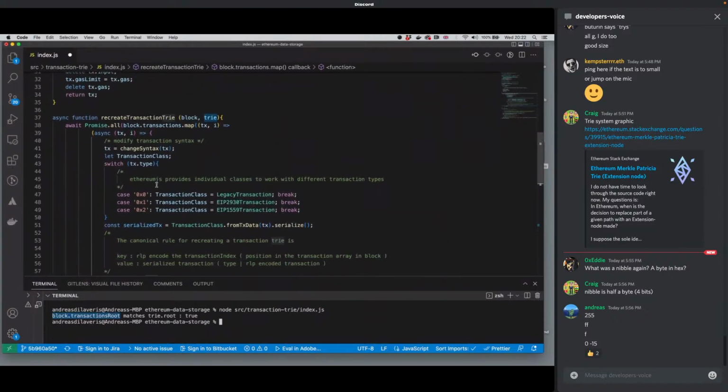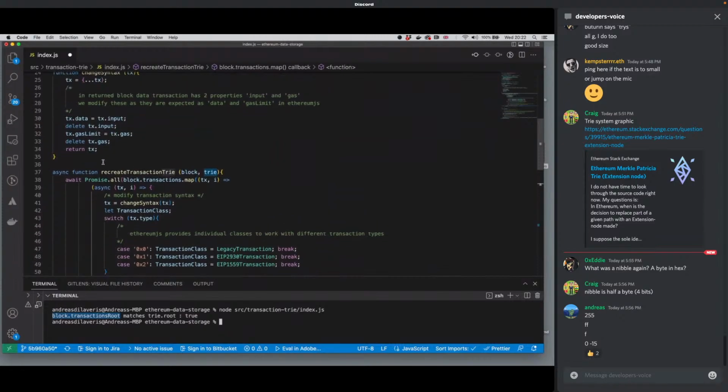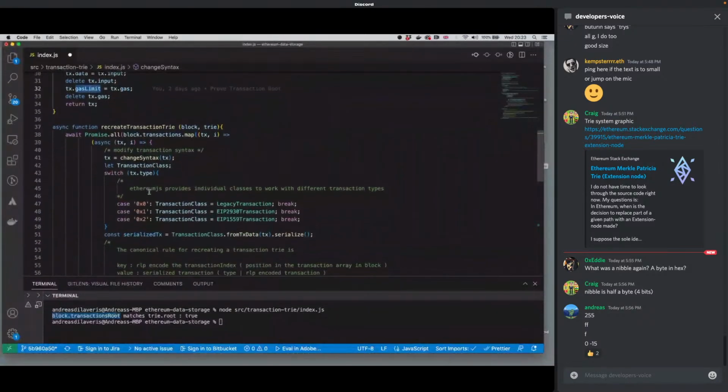A few things up here, and this happens a few times when you're working from library to library. There are some syntax changes in how things are expressed in the libraries and how they're expressed when you're pulling stuff from Infura. For instance, in the block that Infura gives you back, input is expected as data, as it is also in ethers JS. The input property is expected as data. The gas property is expected as gasLimit.